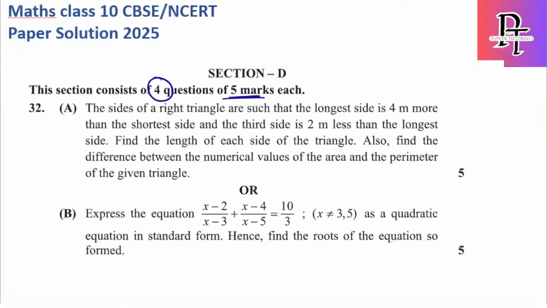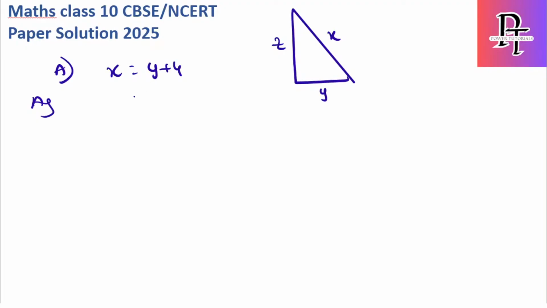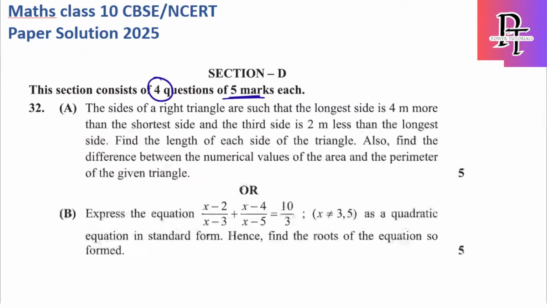What is the second condition? Third side is 2 less than largest. Third side is nothing but Z here, so Z is 2 less than largest. Now we have X in terms of Y and X in terms of Z. So from here I can say Y is equal to X minus 4. Let's keep it somewhere.